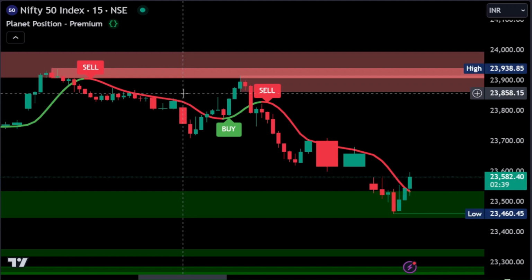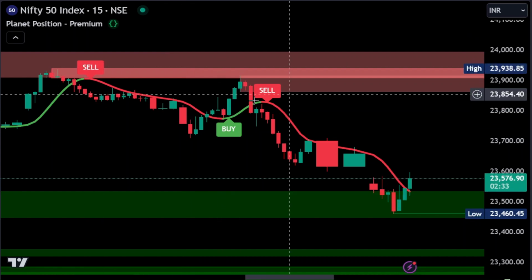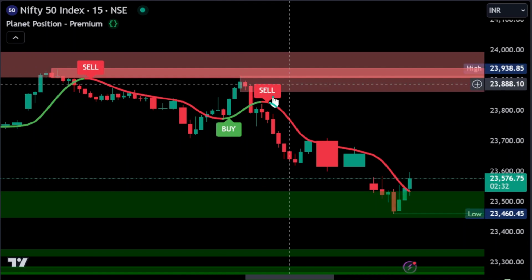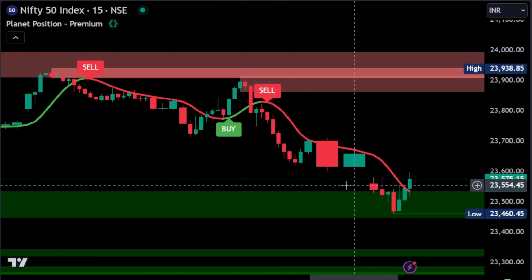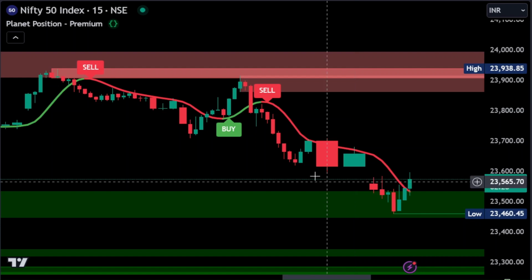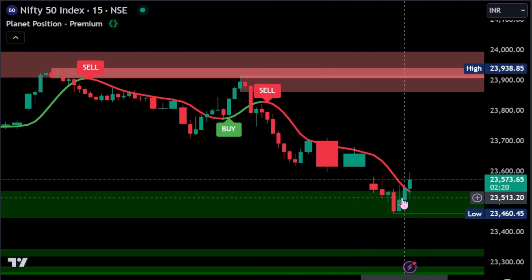Next, there are buy and sell labels. These appear on the chart to indicate potential opportunities. A buy label appears when conditions favor upward momentum, while a sell label appears when conditions favor downward momentum. These labels are clear and easy to spot, making them ideal for intraday traders.